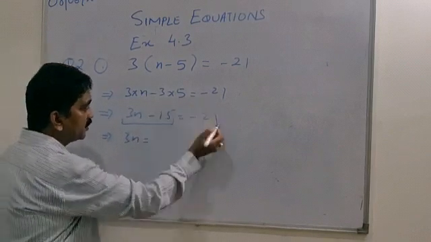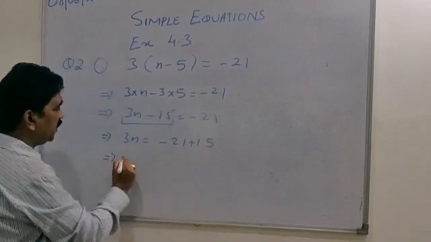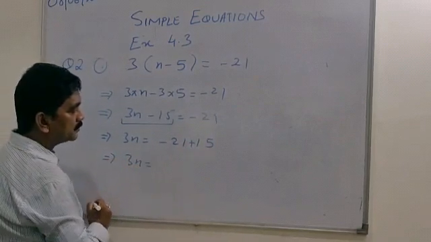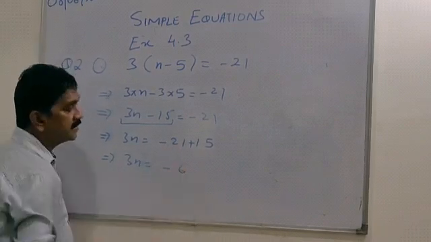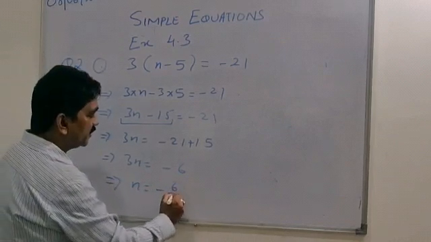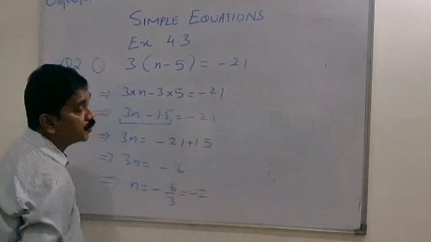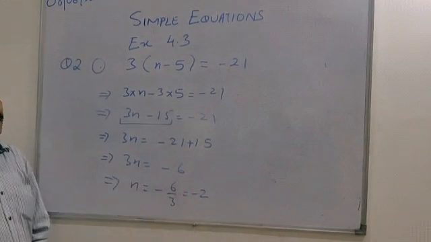This minus 15 will go this side. This will become plus 15. So we will get 3n is equal to minus 21 plus 15, how much is that? That is minus 6. Clear? So this implies n is equal to minus 6 by 3. The answer is minus 2. Clear? So here the answer is minus 2.